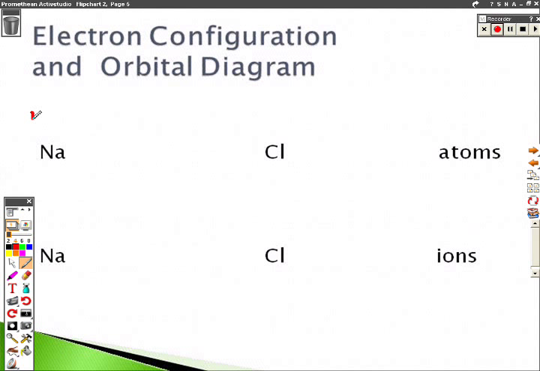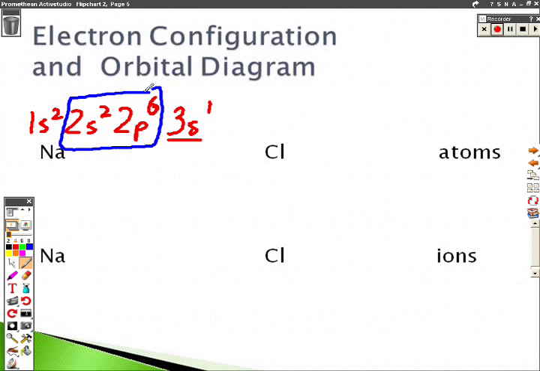Sodium has 1s2, 2s2, 2p6, oops, I can draw 3s1. Now, if you look, it has 1 valence electron. If it got rid of it, it would have a noble gas configuration on the floor below. So it's almost like this is very irritating for it to hang on to. It would love to get rid of it.